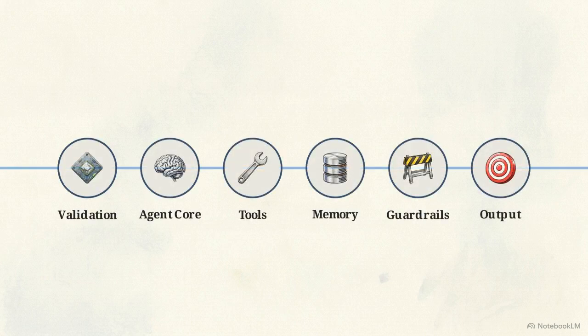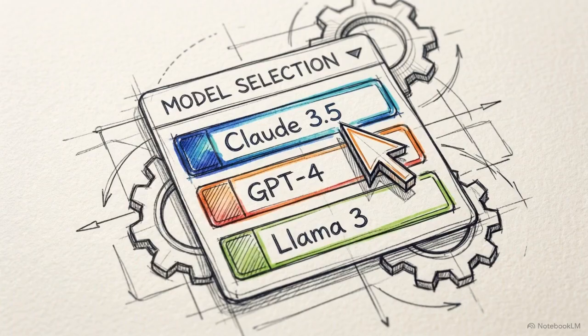This diagram maps the architecture we will follow. Every user input passes through validation, hits the agent core, routes out to tools and memory, clears safety guardrails, and finally generates an output. Match the LLM to your specific workflow constraints.